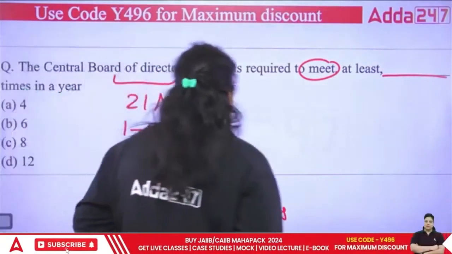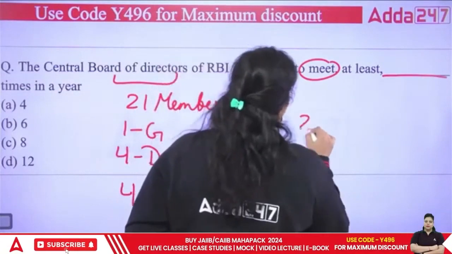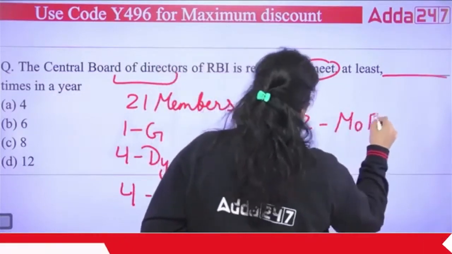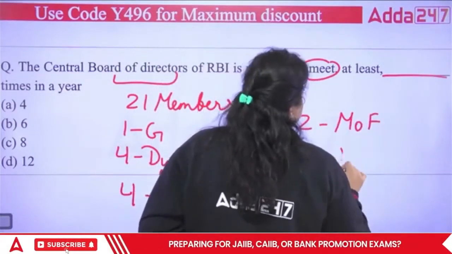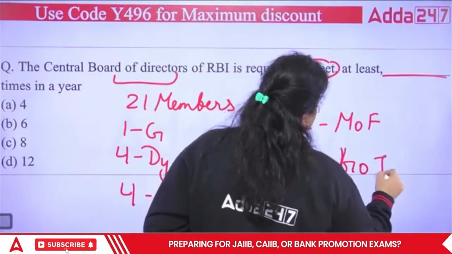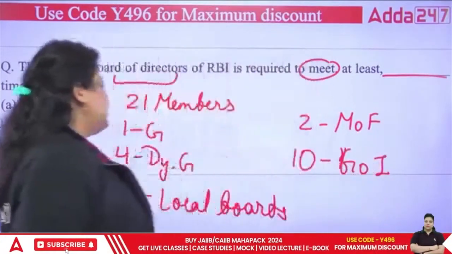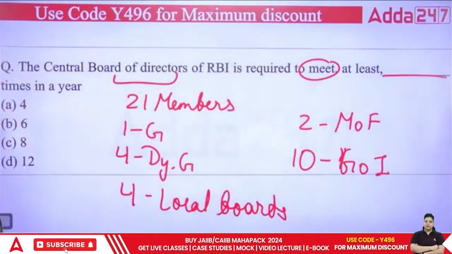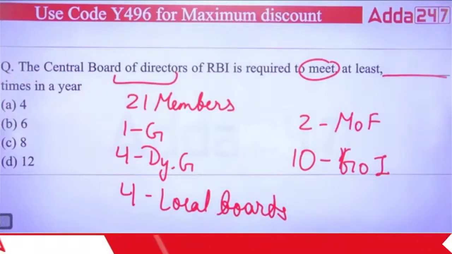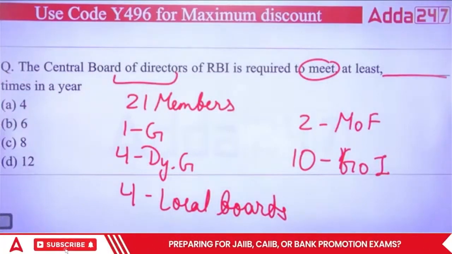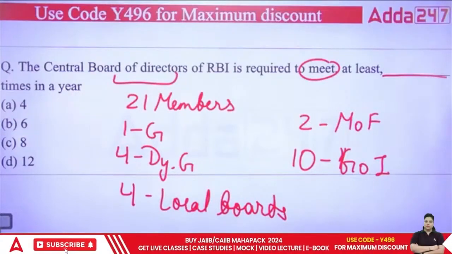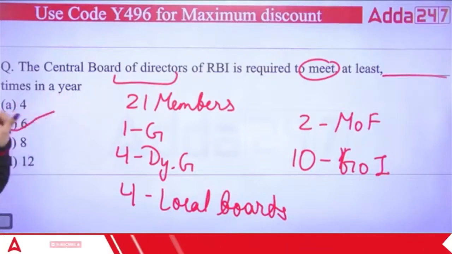Then apart from that, 2 members will come from the Ministry of Finance, and 10 members will be nominated by the Government of India. So these are the 21 members under the Central Board of RBI, and these members have to meet at least 6 times in a year.